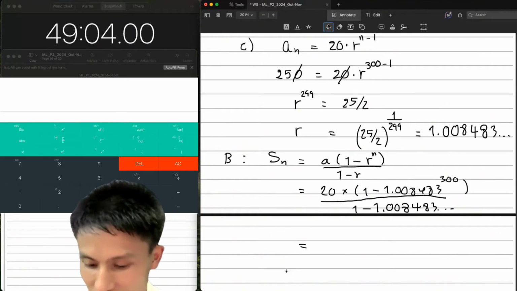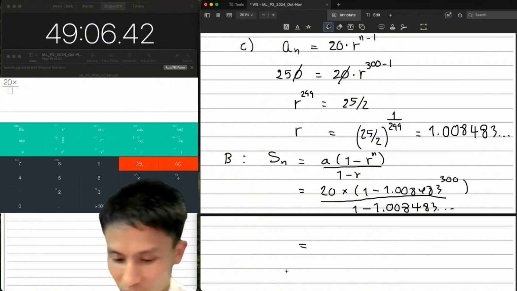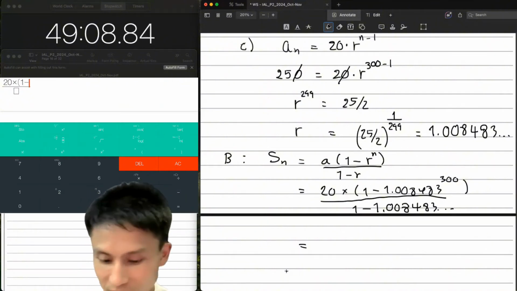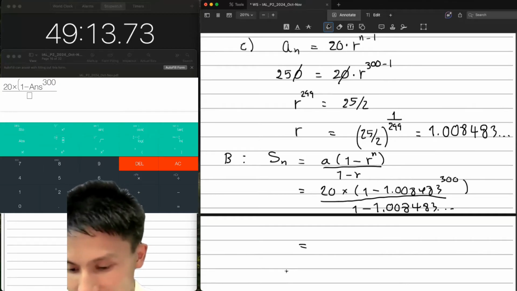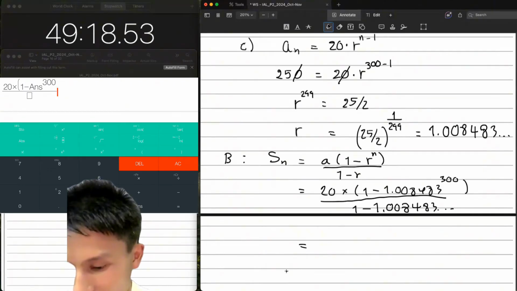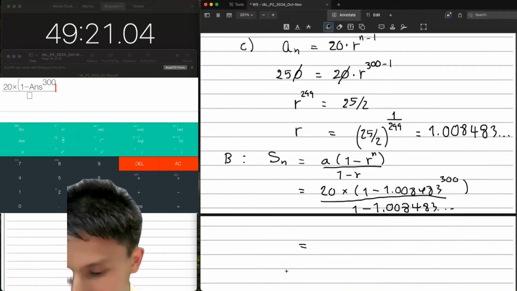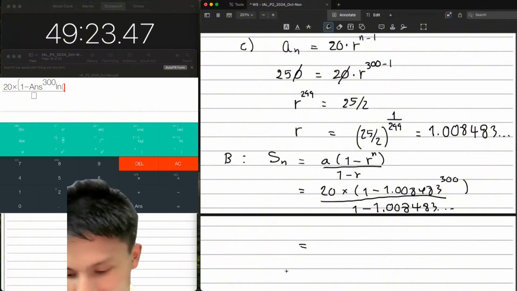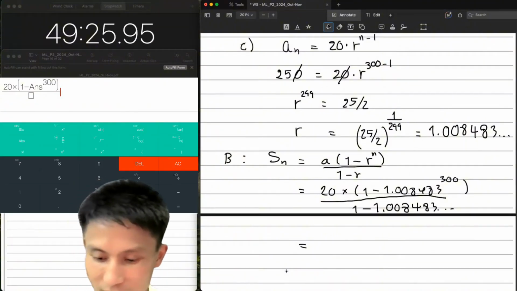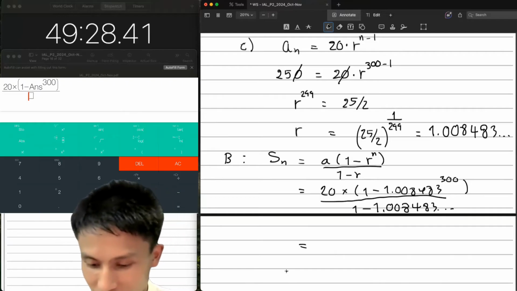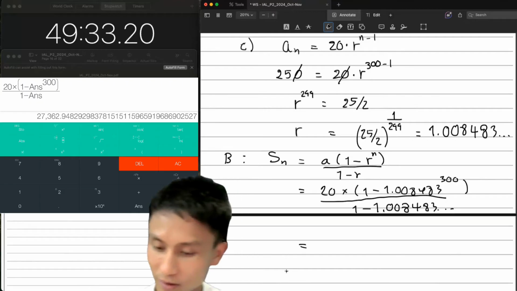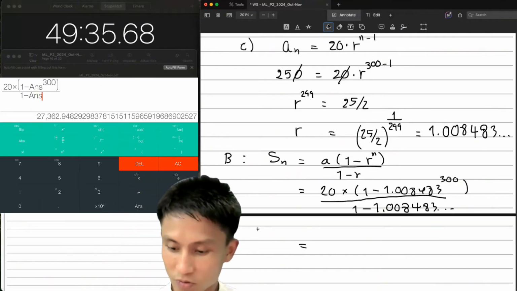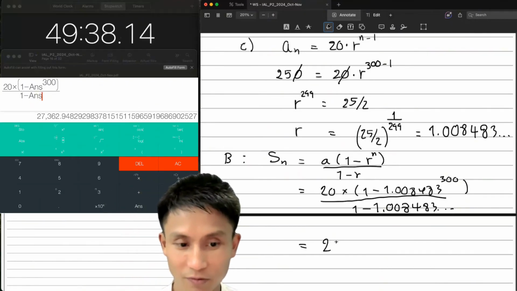And then I'm going to do fraction 20 times brackets 1 minus answer to the power of 300. Don't hit the equal sign yet. Hang on, let me move that. This calculator is just a bit annoying sometimes. Okay, that's the top part. And then the bottom part, just hang on, 1 minus answer. All right, everything is good. So the sum is a bit different.